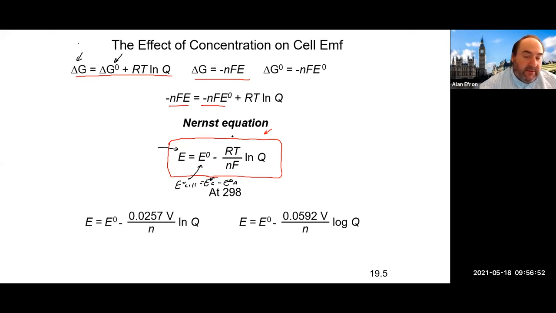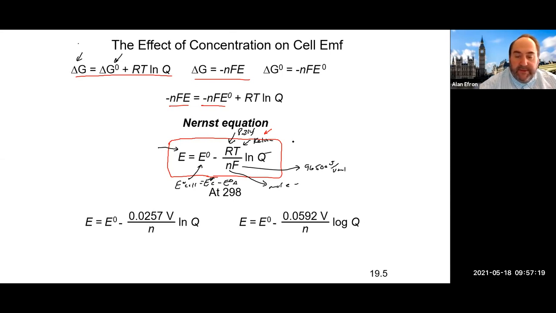The rest of these are our normal variables. This is our R, which is our gas constant, that 8.314 version. We have our T, which is our temperature in Kelvin, our n, which is our moles of electrons, and again, our Faraday's constant, which is our 96,500 joules per volt per mole.